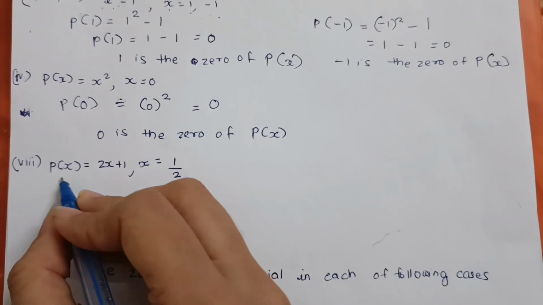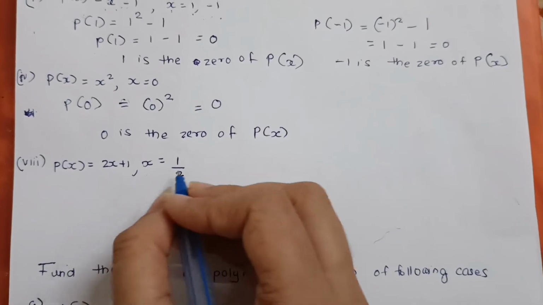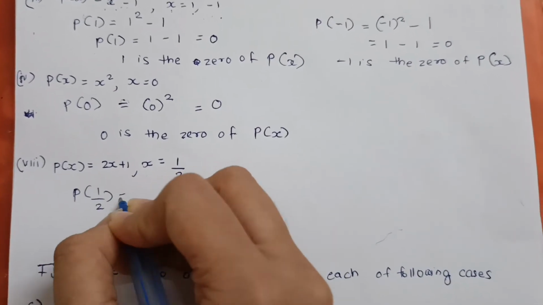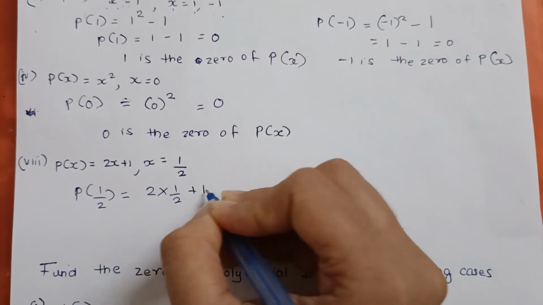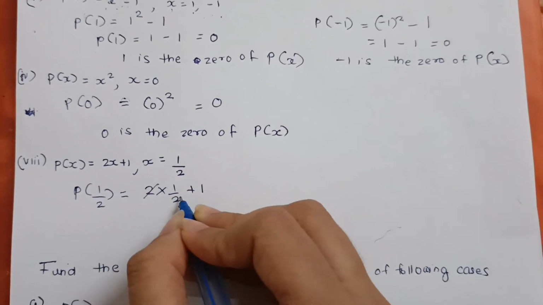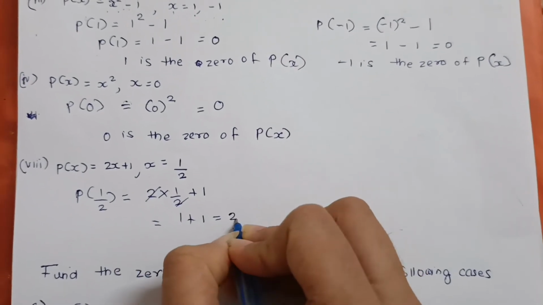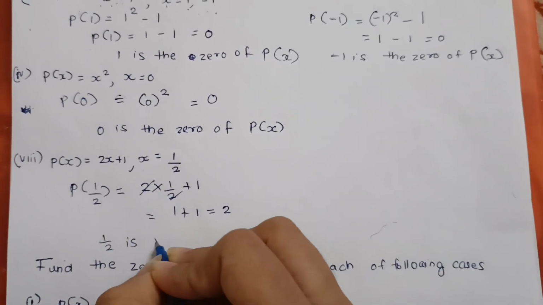Question 8. P(x) is equal to 2x plus 1. Here x is given as 1 upon 2. So P(1 upon 2) is equal to 2 multiplied by 1 upon 2 plus 1. So 2 will be cancelled and 1 plus 1 is equal to 2. So here half is not the zero of the polynomial.